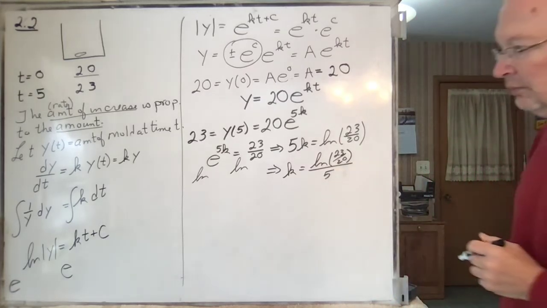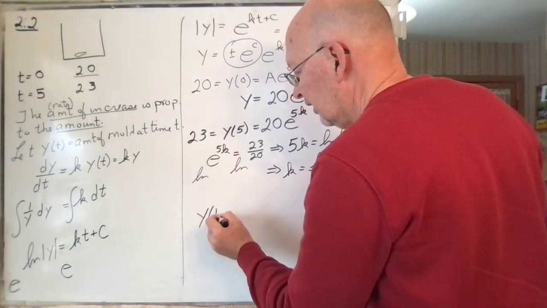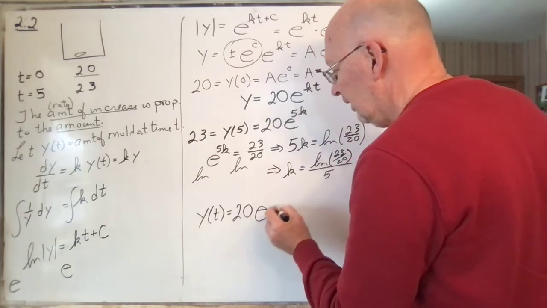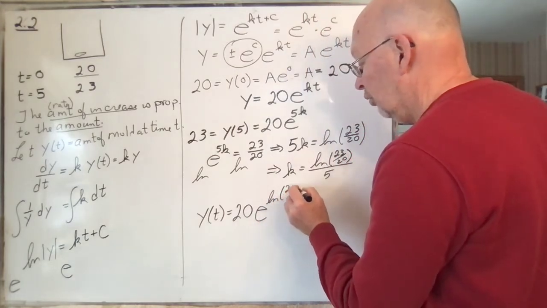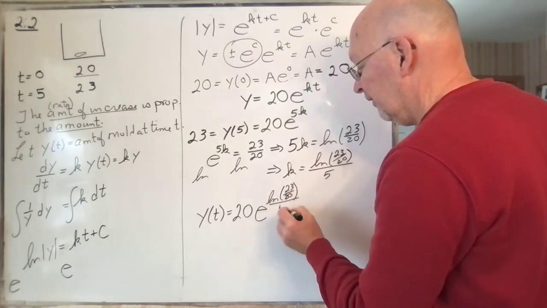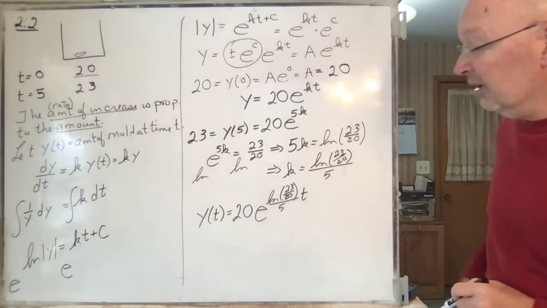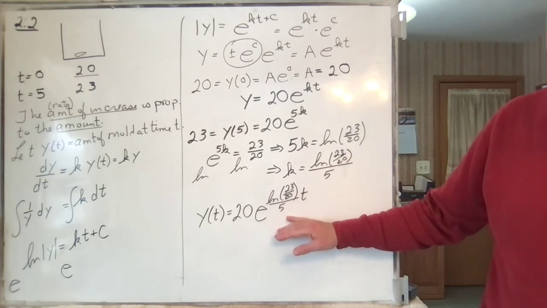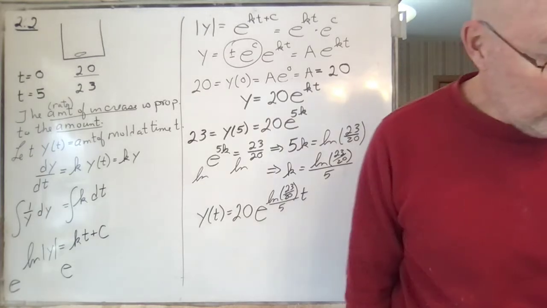Agreed? So now we have our full equation. Y of t is equal to 20 times e to the ln of 23/20, all divided by 5, all times t. And that gives us the amount of mold at any time t. So now we can answer various questions.